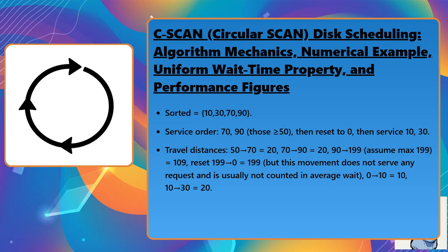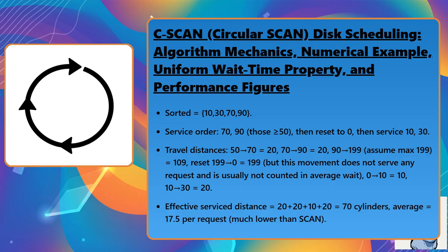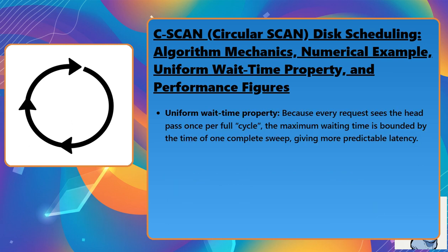But this movement does not serve any request and is usually not counted in average weight. 0 to 10 equals 10, 10 to 30 equals 20. Effective service distance equals 20 plus 20 plus 10 plus 20 equals 70 cylinders. Average equals 17.5 per request, much lower than SCAN. Uniform wait time property. Because every request sees the head pass once per full cycle, the maximum waiting time is bounded by the time of one complete sweep, giving more predictable latency.